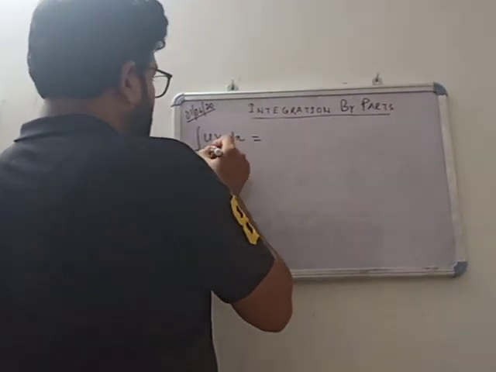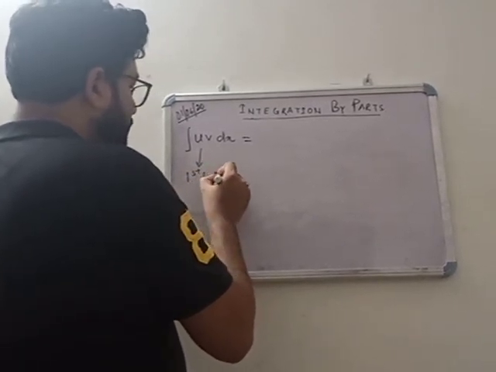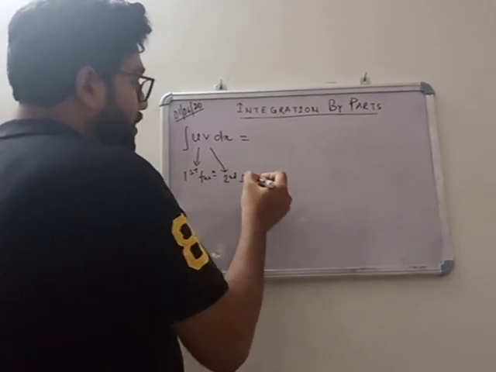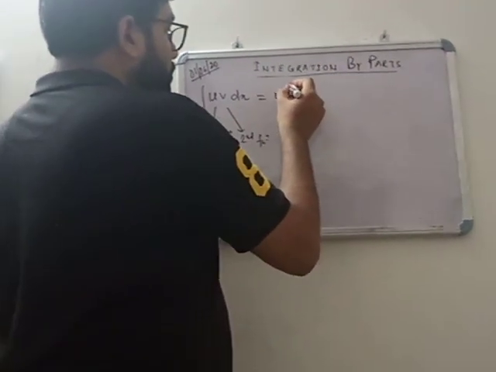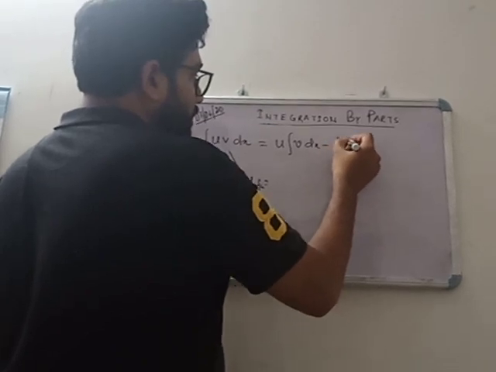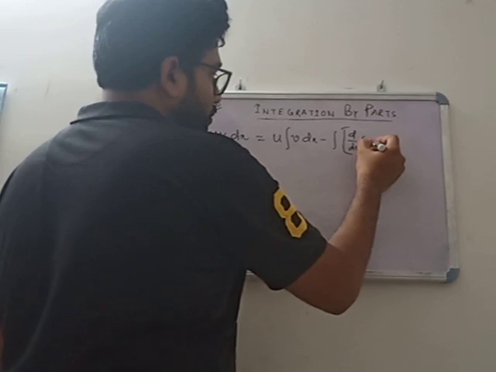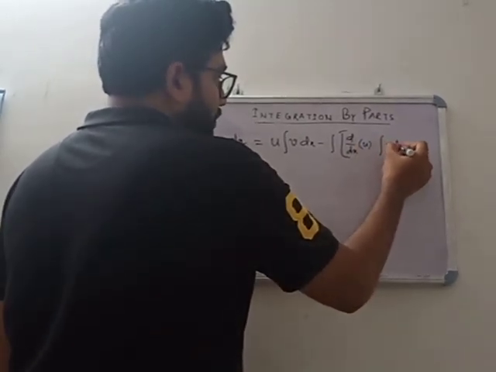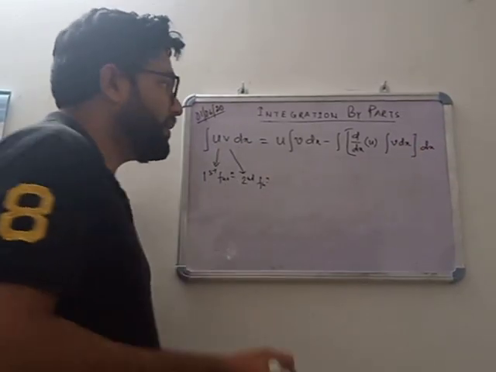So, u is the first function and v is the second function. Integration of u v dx equals u times integration of v dx, minus integration of d/dx of u into integration of v dx, dx.